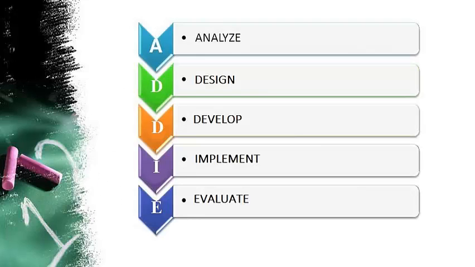Now let's talk about the ADDIE model. There are 5 phases to the ADDIE model. The first phase is to analyze. The second phase is to design. The third phase is to develop. The fourth phase is to implement. And the fifth phase is to evaluate.